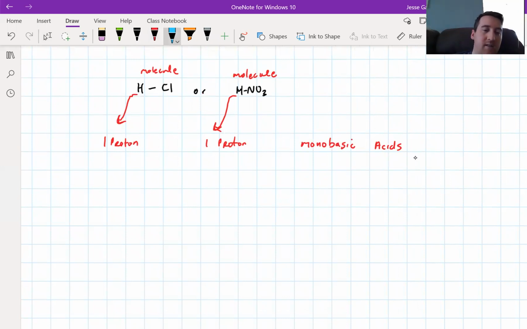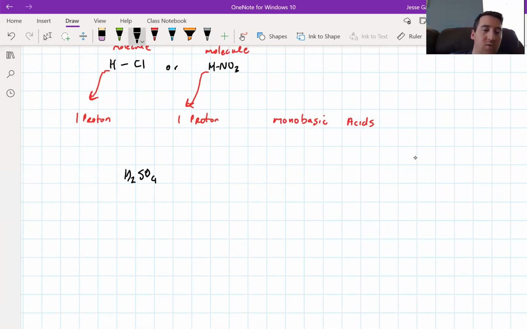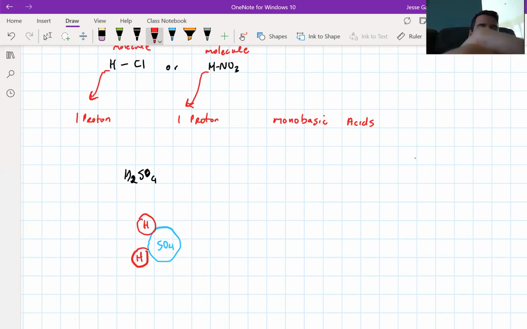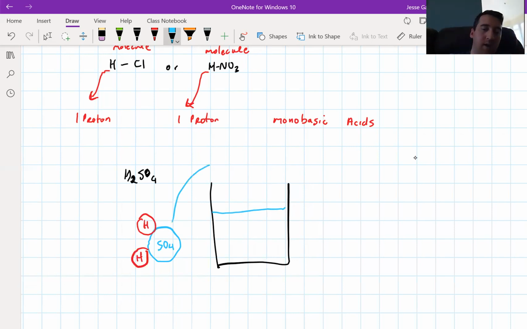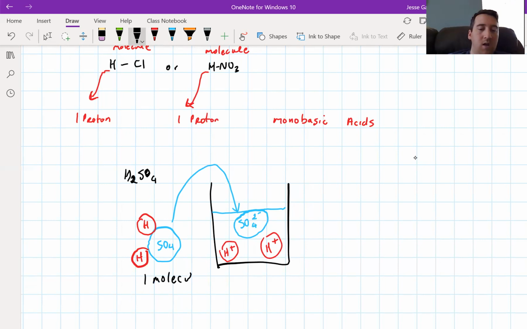For example, if we look at this molecule, H2SO4, what this looks like is this. Here's your SO4 ion, it's a complex ion, and here is your first hydrogen, and here's your second hydrogen. Remember, it's H2SO4. But if we take that substance and dissolve it in some water, what we can produce is this SO4 2 minus ion, free. And now you've produced two separate H plus ions. So for each one molecule, you can produce two protons or two hydrogen ions.